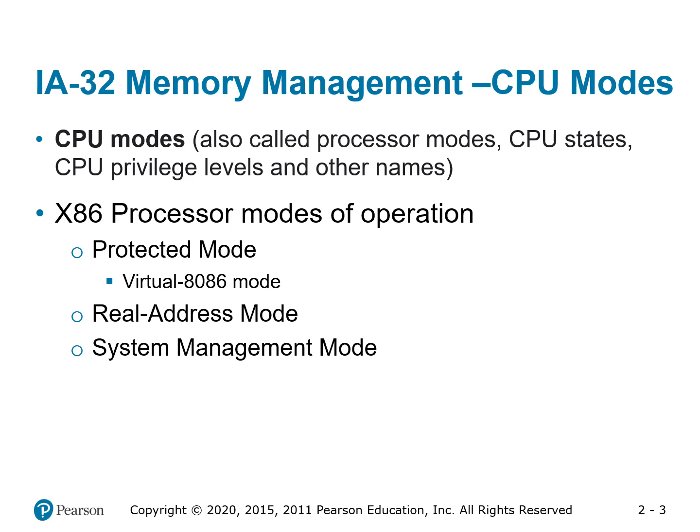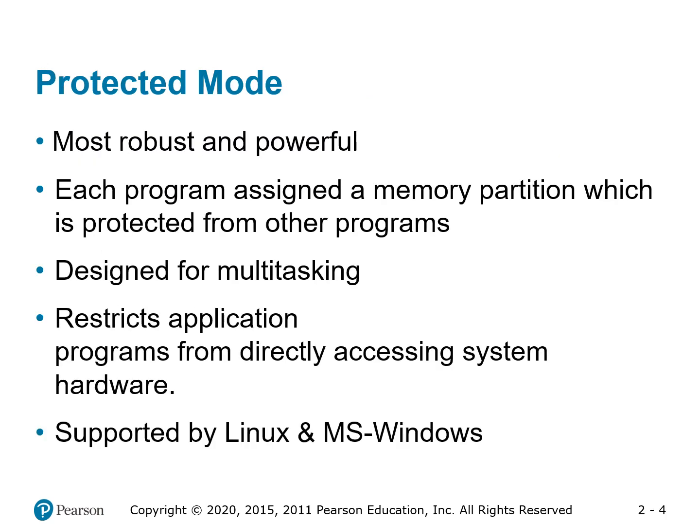So the different types of the 86 processor modes of operation are protected mode. Within protected mode, there's a sub-mode called virtual 8086 mode. There's the real address mode and the system management mode. So let's look at each of these.